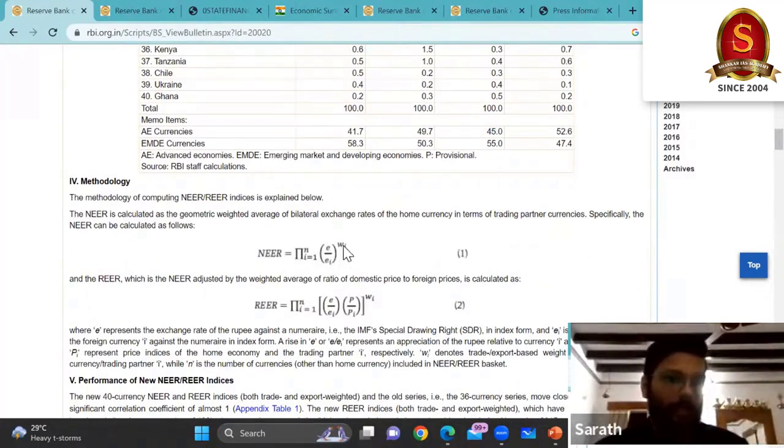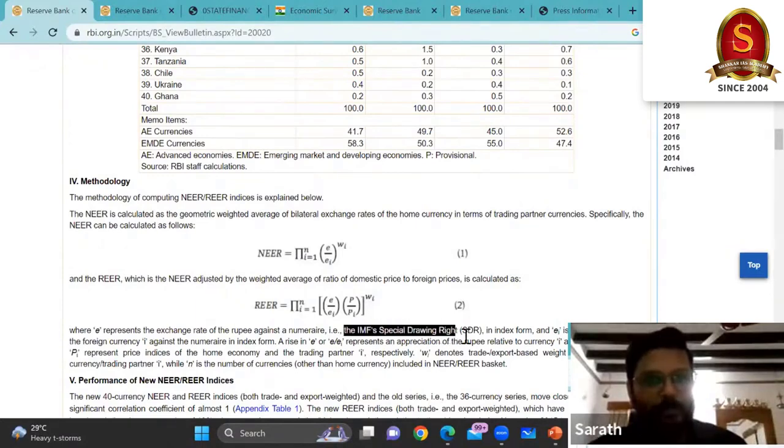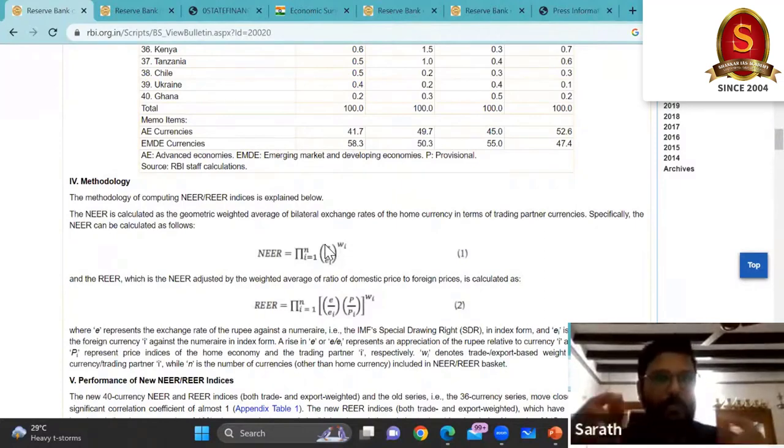Let's take one particular country, let's take USA. E is the exchange rate, and it is always a comparison. What they are using as the reference point is the IMF's currency. The IMF has a currency called Special Drawing Rights. It's almost like a currency for them. So E is the exchange rate of the rupee against the SDR, divided by the exchange rate of the foreign currency against the SDR. So it is between E by E_i.